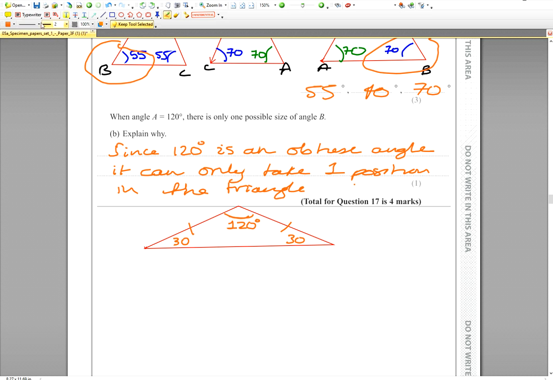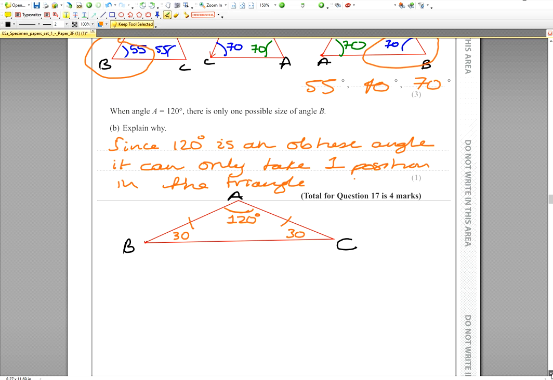Okay, yeah, of course. Let's think. That would be A, that would be B, and that would be C. So A can only be in that place there. Are we happy, folks? Yeah. Let's move on.